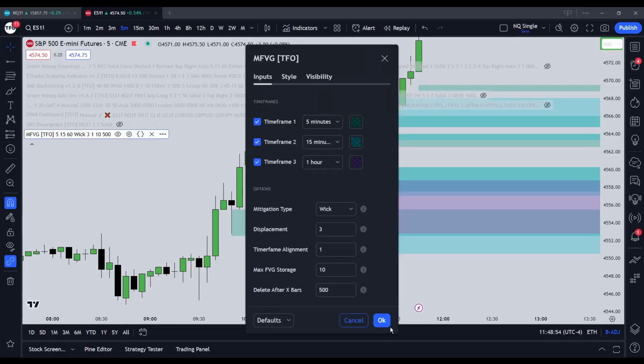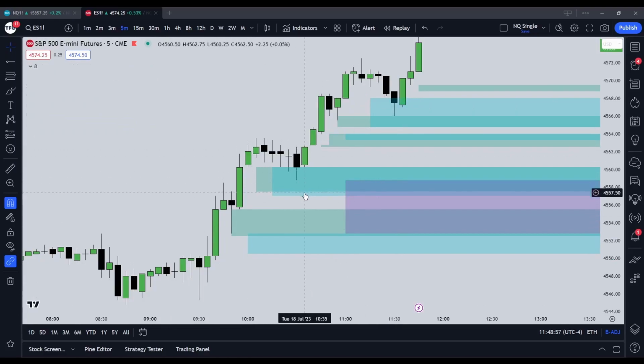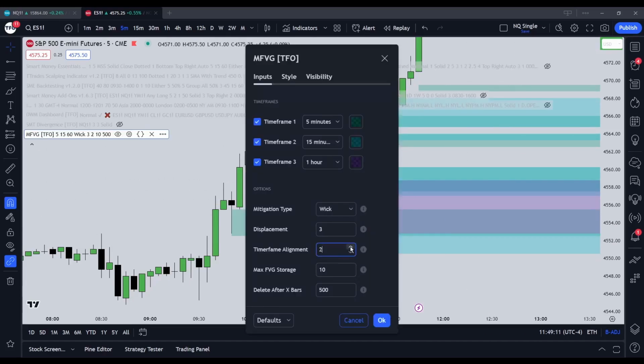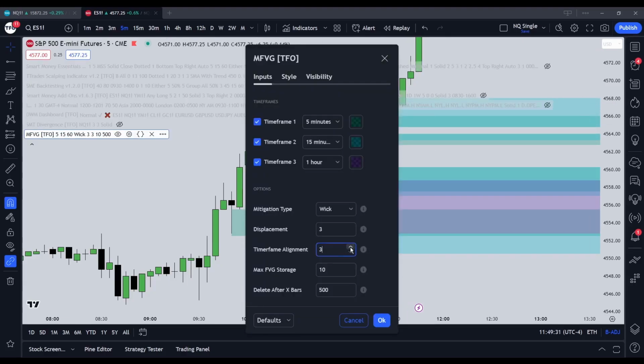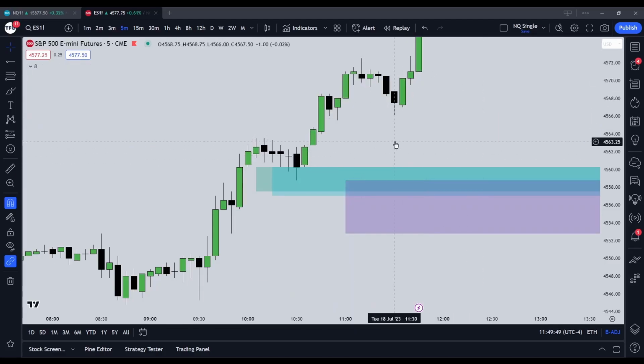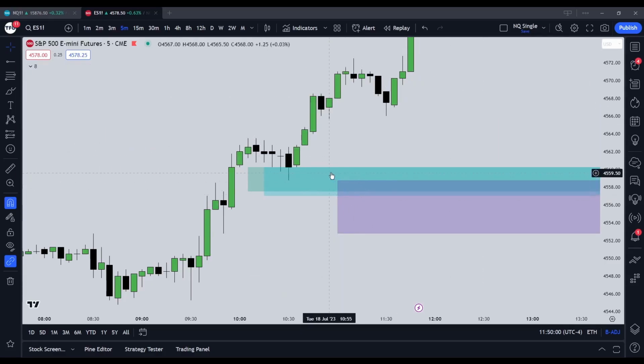You can see when I turn that to 1, that basically means you only need 1 timeframe fair value gap for it to show, which is why all of these are showing right now. But when we increase that to 2, now we lose a couple because we're only looking for instances where we have 2 or more fair value gaps from different timeframes that are overlapping. And then finally, when we get to 3, out of all the instances that were shown before, this is the only one where all 3 have some mutually shared area.